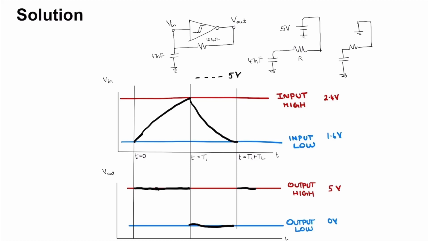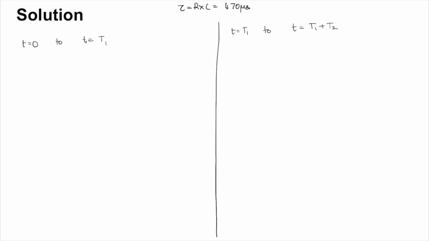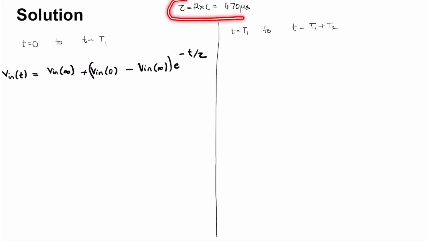We will split the time of operation as one of length t1 and one of length t2. So the period is t1 plus t2. I have split the solving of the problem into two regions, 0 to t1 and t1 to t2. From 0 to t1, we can assume that Vin of t is equal to Vin of infinity plus Vin of 0 minus Vin of infinity into e power minus t by tau. This is just the RC charge-up equation, where tau is the time constant R into C.